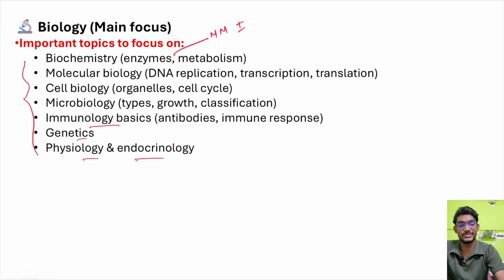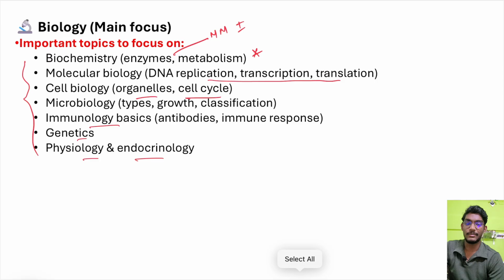These things are very important. Now in molecular biology, you have to read the central dogma portion, that is DNA replication, transcription and translation, and operon concept, post transcriptional modification, post translational modification, phosphorylation, all those things. In cell biology, you have to study about the cell cycle, cell organelles, apoptosis, and cancer.